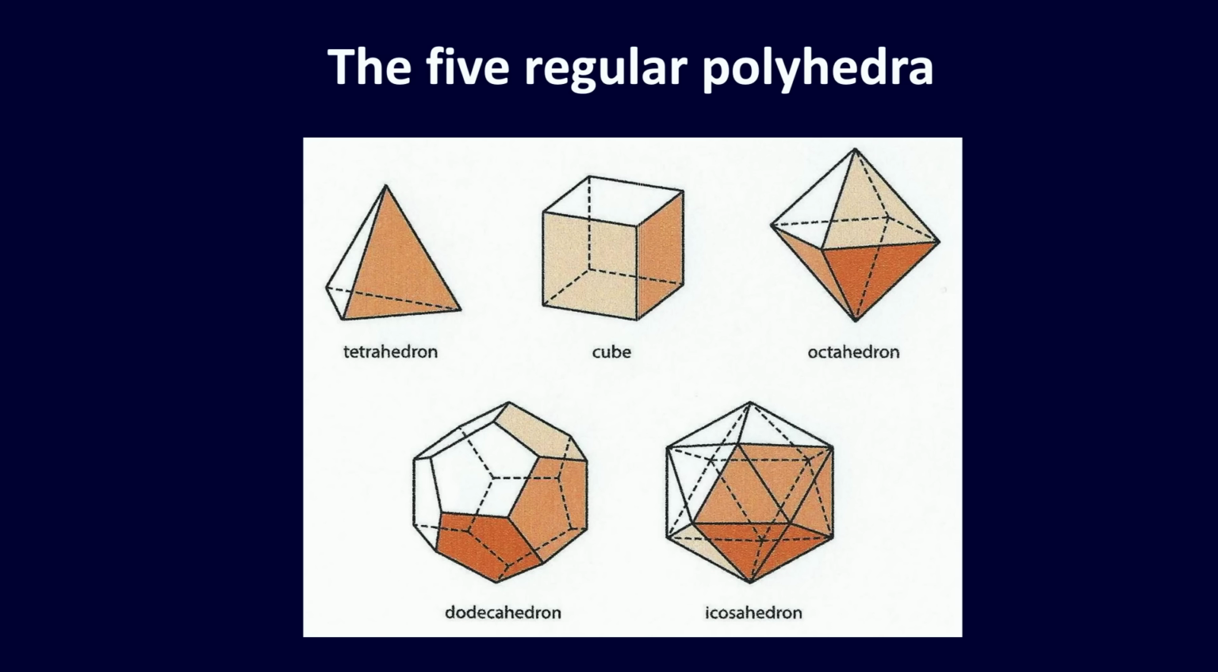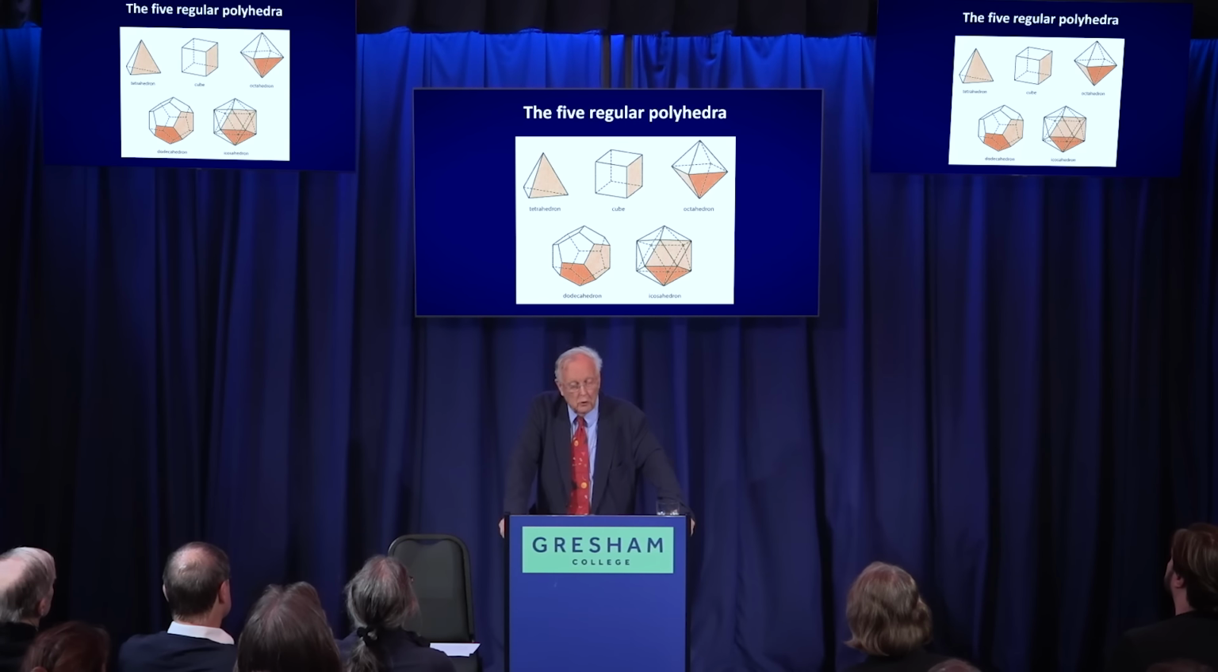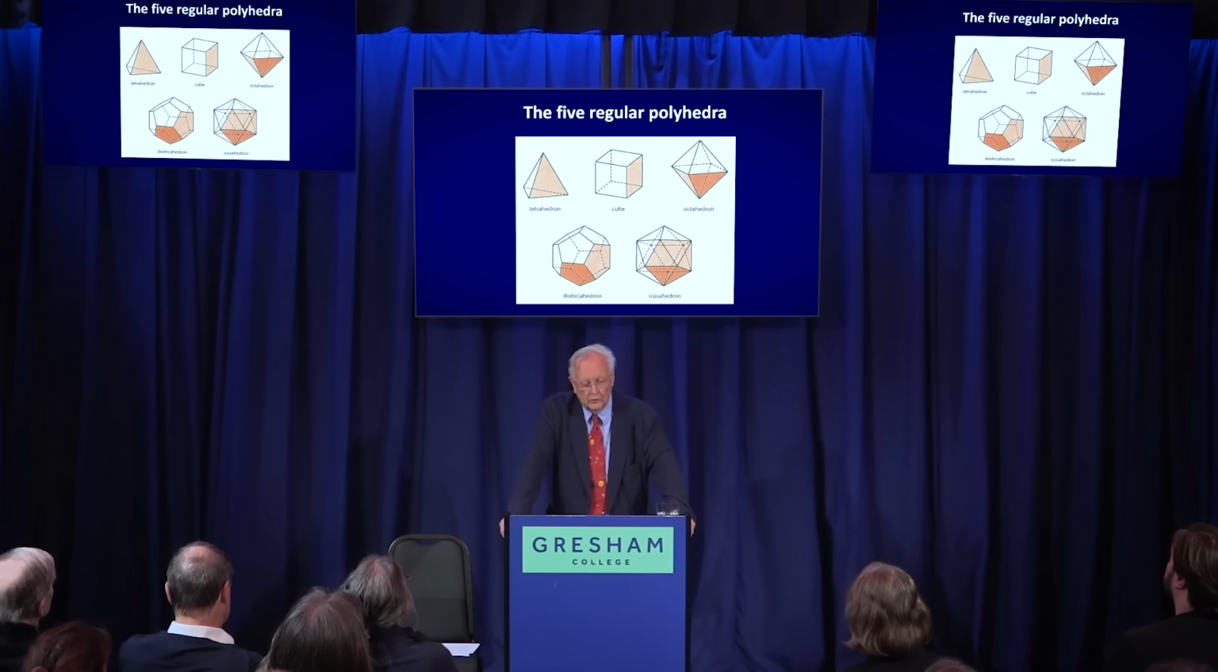There are just 5 regular polyhedra, where the faces are regular polygons of the same type, with the same pattern of faces at each vertex. 3 of these have triangular faces: the tetrahedron, meaning 4 faces, the octahedron, 8 faces, and the icosahedron, 20 faces. And there are also the cube or hexahedron with 6 square faces, and the dodecahedron with 12 pentagonal faces.